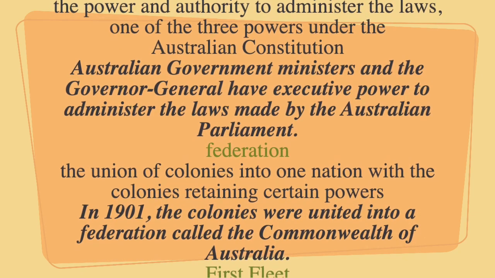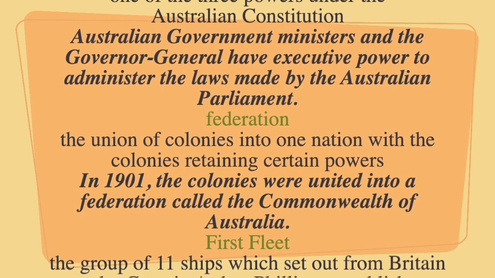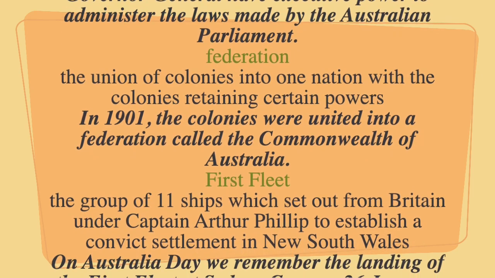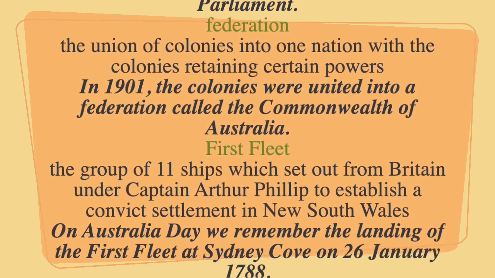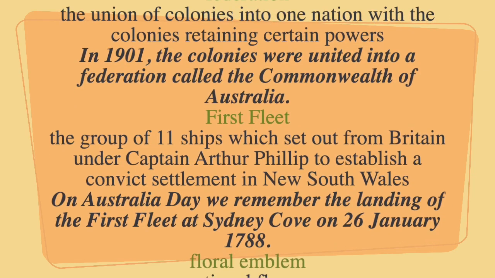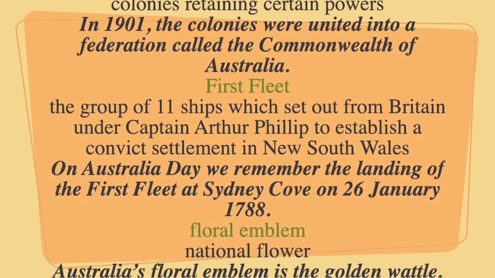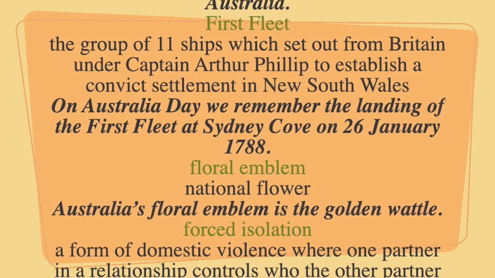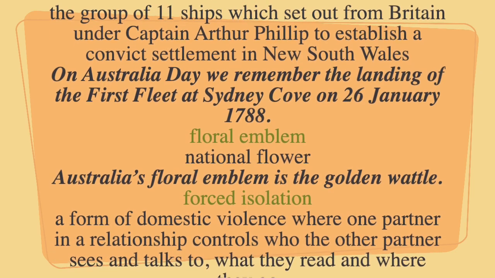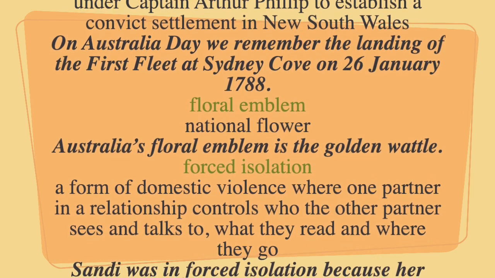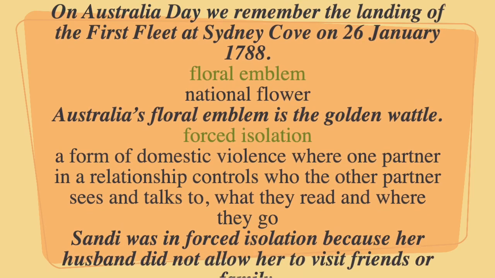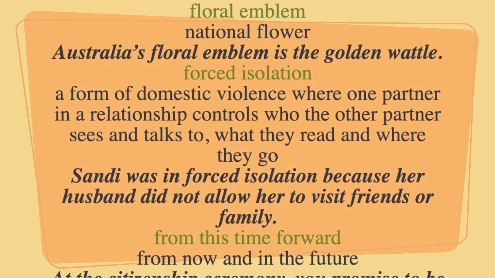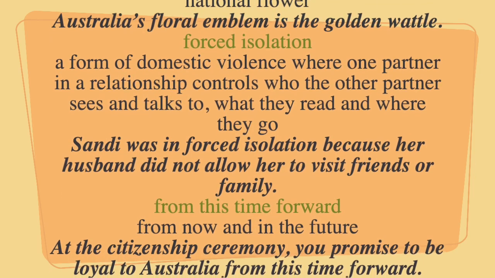Federation is a union of colonies into a nation, with the colonies retaining certain powers. For example, in 1901, the colonies were united into a federation called the Commonwealth of Australia. So it's a federation. First Fleet: the 11 colony ships that came from Britain with Captain Arthur Phillip on 26 January 1788, which is known as the First Fleet as well. Floral emblem is the national flower. Australia's national flower is the golden wattle. Also there are four more.